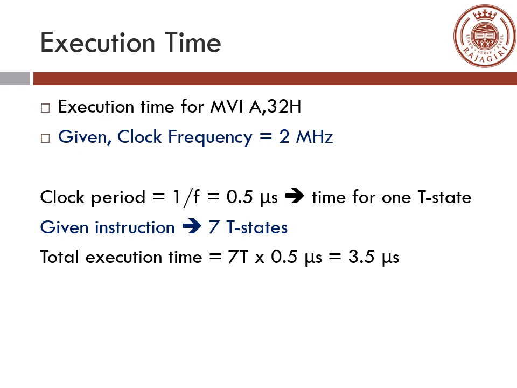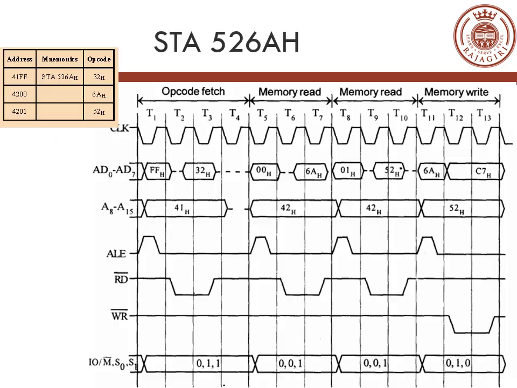Now in order to find the execution time, suppose the given clock frequency is 2 MHz. The clock period will be 0.5 microsecond, so one T state is 0.5 microseconds. In this example you need 7 T states, so the overall execution time of this particular instruction is 3.5 microseconds.